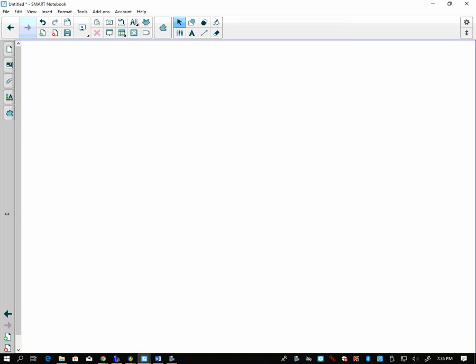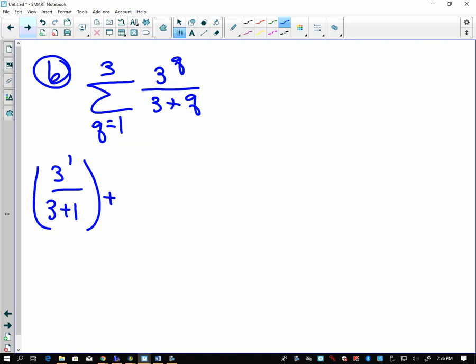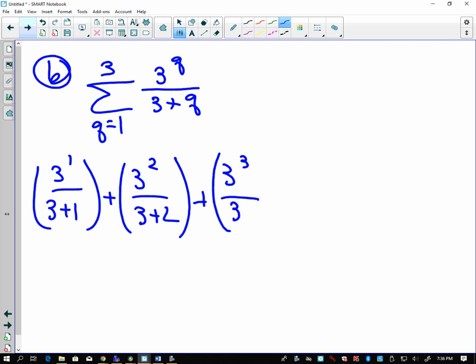Okay, 6. We have 3, so it's a summation. 3 is our max. 1 is our minimum. We have 3 to the q over 3 plus q. So that means as I set it up down here, the first thing is I'm going to get 3 to the first over 3 plus 1 plus 3 squared over 3 plus 2 plus 3 to the third over 3 plus 3. Then we simplify.